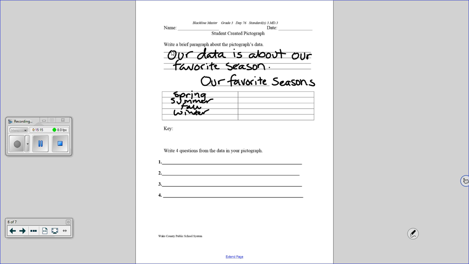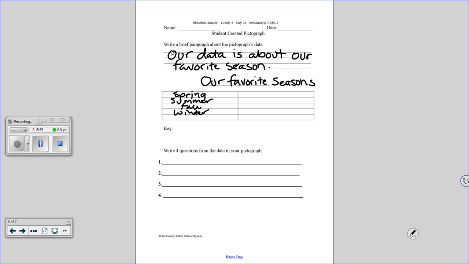Now we're at the point where it's time to make our key. We need to make our key before we can start adding pictures so we know how many pictures to add. Typically, whatever picture you choose goes with your data. So when we did sports, our picture was a soccer ball. Does that go together? Yes. And then on Girl Scout cookies, our picture was a cookie. Did that go with our data? Yes. What options do we have for pictures in regards to seasons?